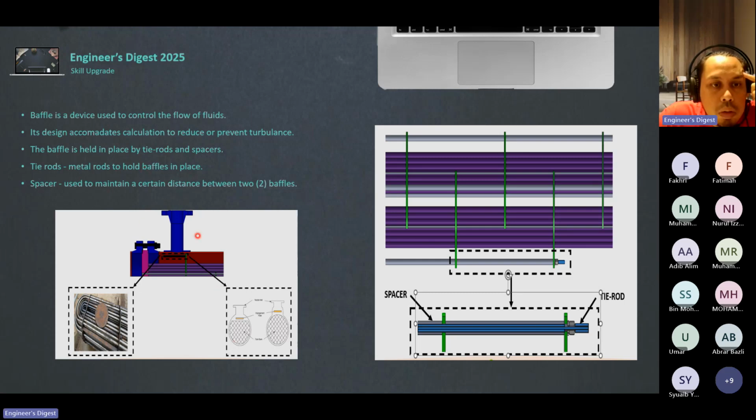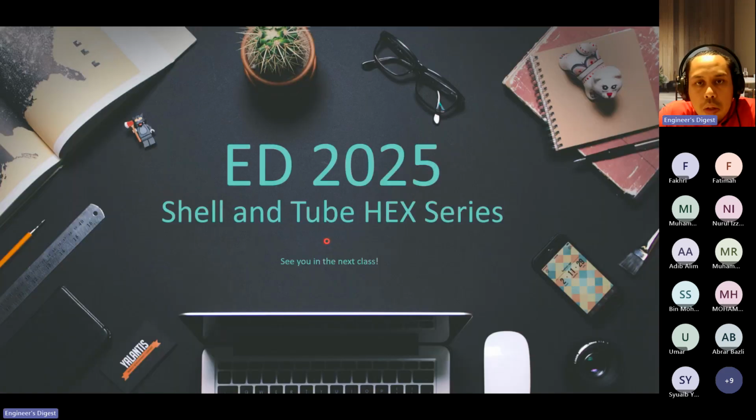So in this picture you can see the impingement plate on the tube side. Impingement plate. That is the end of the slide, the end of the introduction to shell and tube heat exchanger.